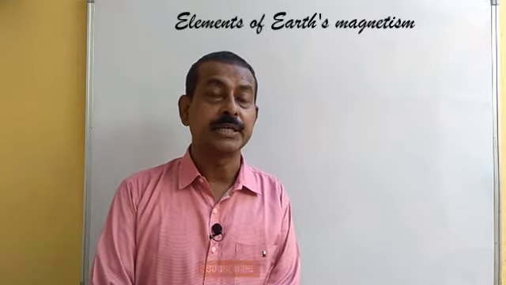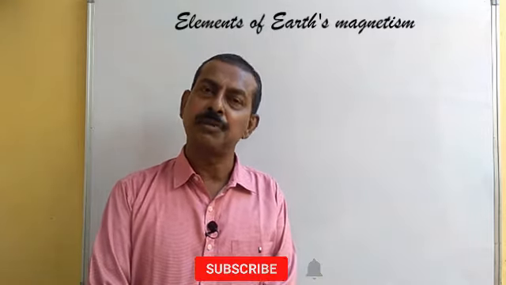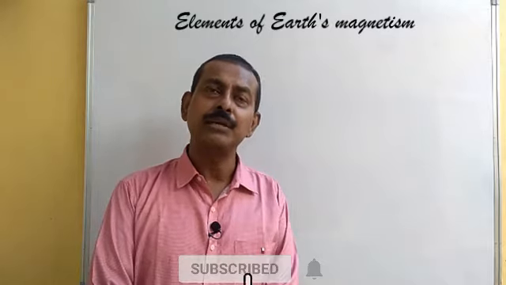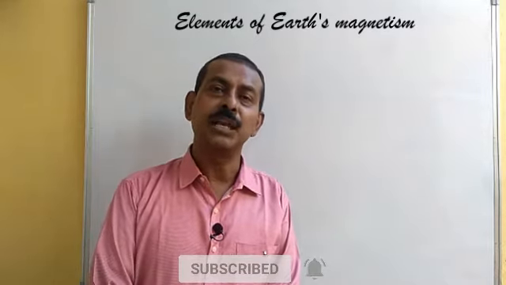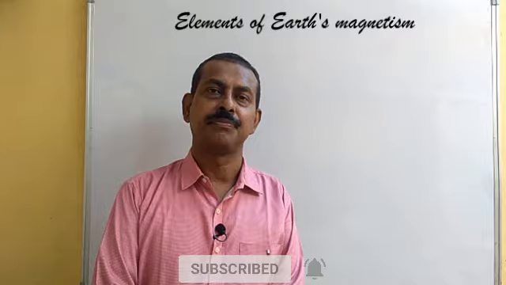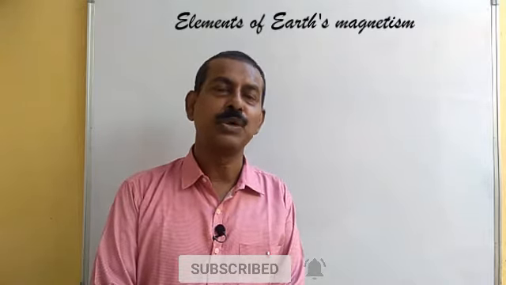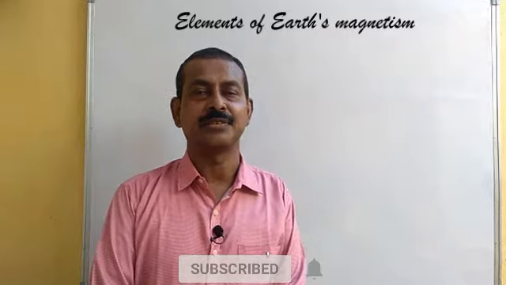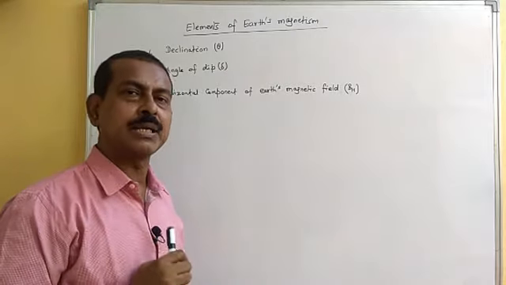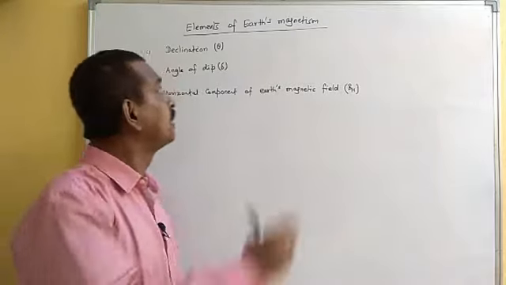How are they represented? And above all, we'll discuss why we have only 3 elements of Earth's magnetism. What is their importance? So all these we'll discuss in today's discussion. Elements of Earth's magnetism are 3 in number.